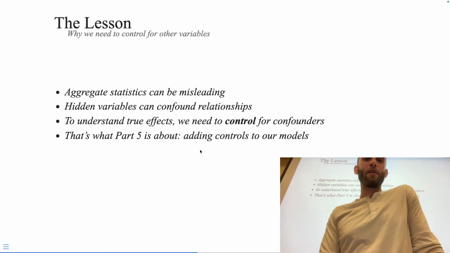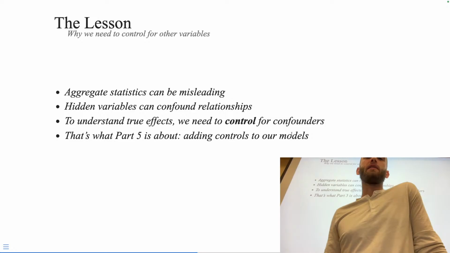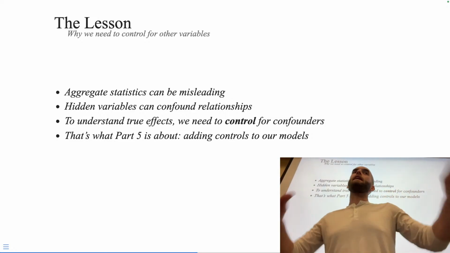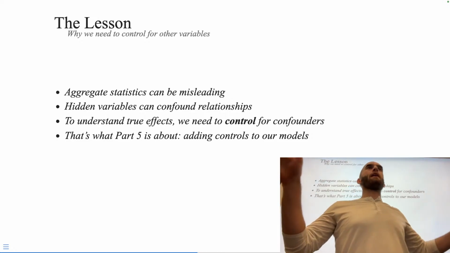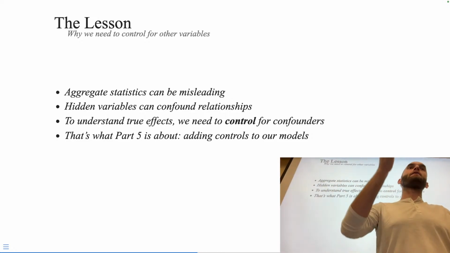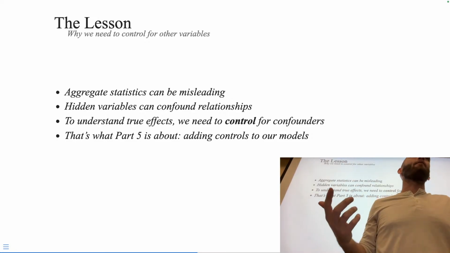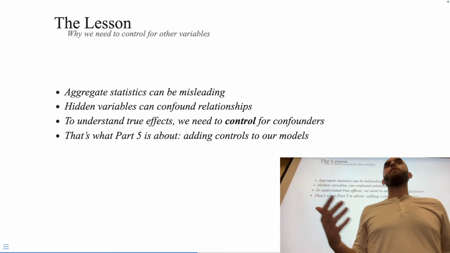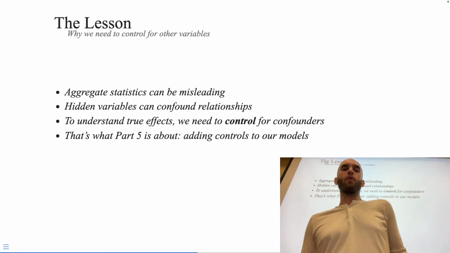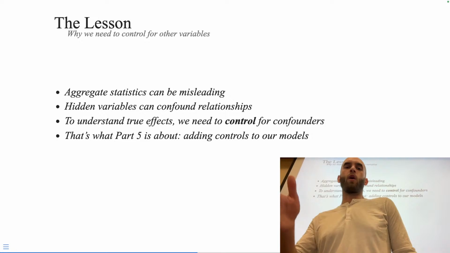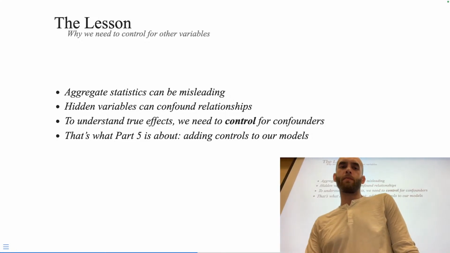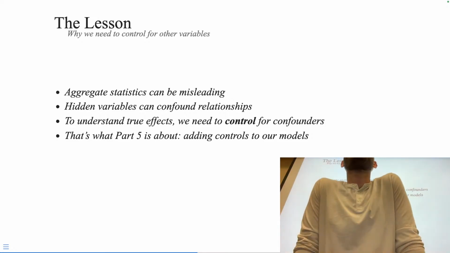Okay, so this is what we're doing in part 5. We're thinking about adding control variables to our models. The example we're going to walk through the rest of class today isn't an example of Simpson's paradox. I use Simpson's paradox to illustrate why we care about control variables. But as I'm going to show you, we don't necessarily run into Simpson's paradox every time we need control variables. Okay, any questions?